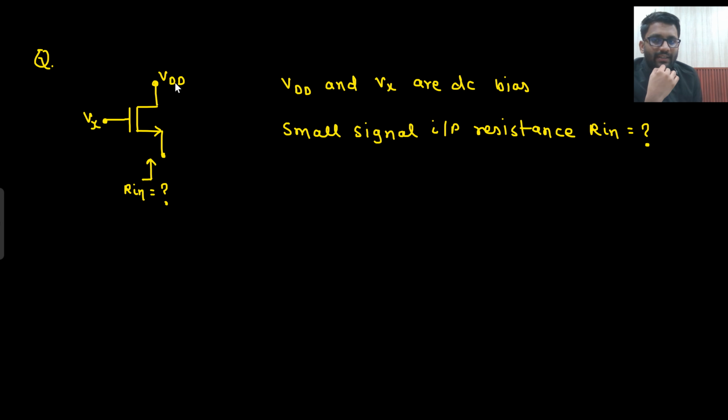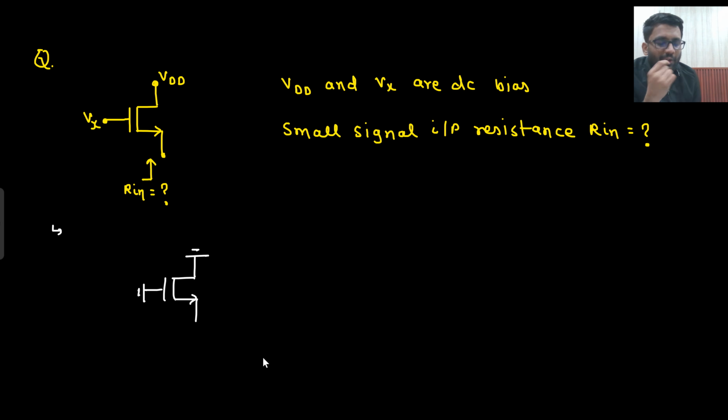What they are saying, VDD and Vx are the DC bias. You need to tell the small signal input resistance R in. This resistance you need to tell. So what you will do? First thing, VDD, DC bias shorted. VDD is the DC bias, it will be shorted. Vx is the DC bias, it will be shorted. Now what I need to find?